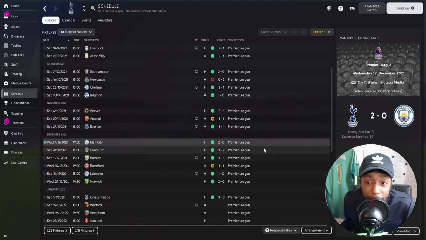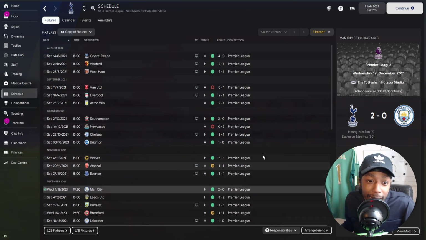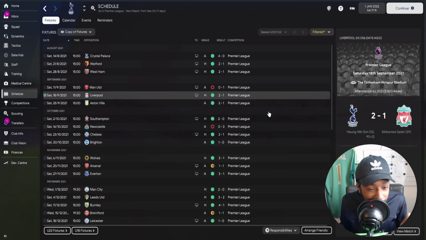Against Manchester City, we beat them 2-0, and this is all using that 5-3-2 formation. So against the bigger sides, it's doing well. And of course, against Liverpool at home, we beat them 2-1. And Heung-min Son scored in the 90th minute.